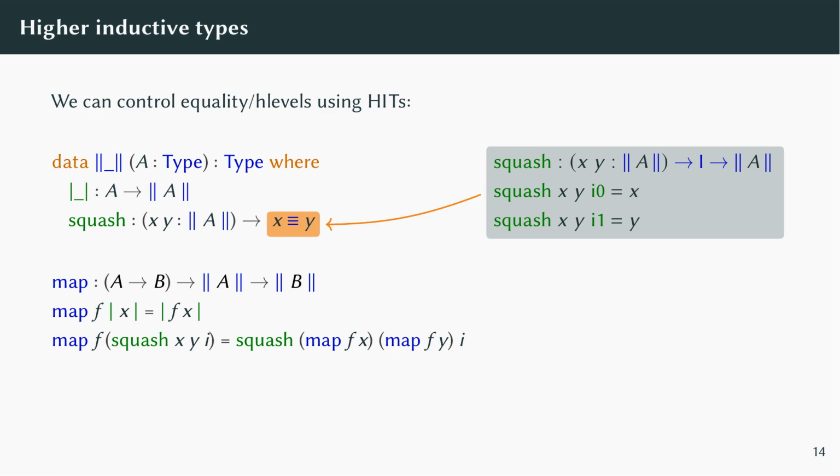We can define maps out of a higher inductive type by pattern matching on the constructors, just as we do for ordinary inductive types. To define the functorial action of truncation, we essentially just send every element bars of x to bars of f of x, and every path squash between x and y to a path between f of x and f of y.